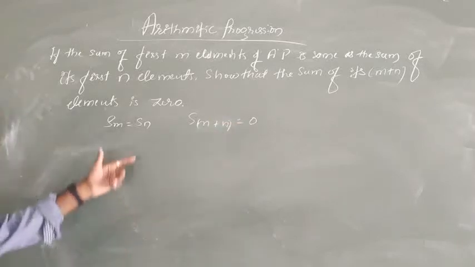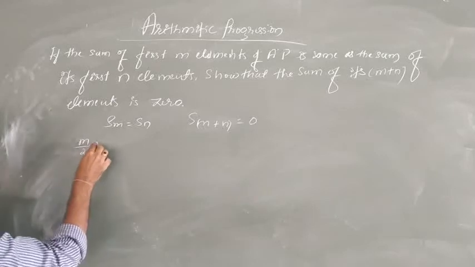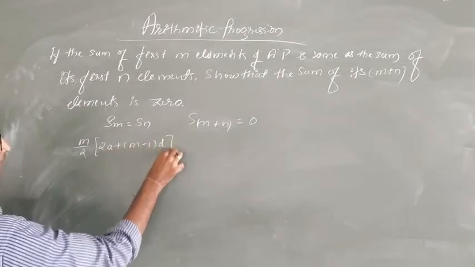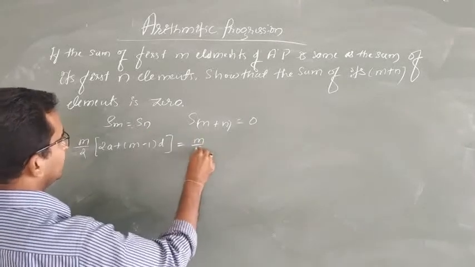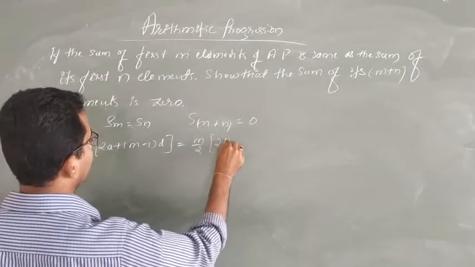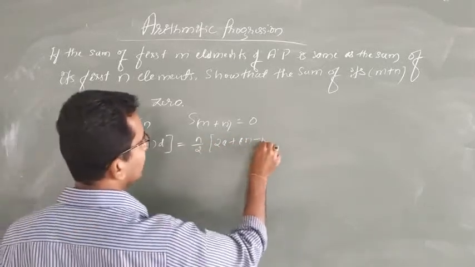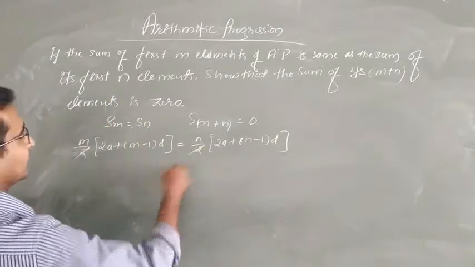First we compare this. Sm is m by 2 into 2a plus (m minus 1) into d, is equal to Sn, which is n by 2 into 2a plus (n minus 1) into d. Now this 2 gets cancelled.